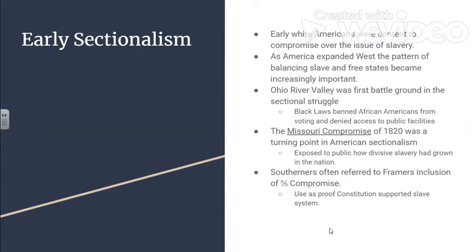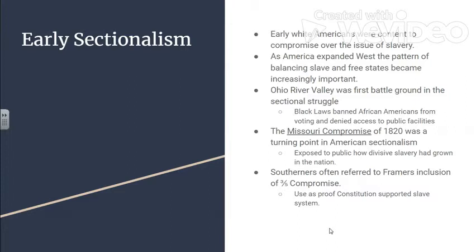Southerners and Northerners point to different parts of the U.S. Constitution that say whether or not slavery would be allowed, and whether or not the federal government could touch the issue of slavery, or if that was left up to states themselves. And so the Missouri Compromise sets out the 36°30' line, which basically says that any new states above the 36°30' parallel would be free from slavery, and any states down below would be open to slavery.